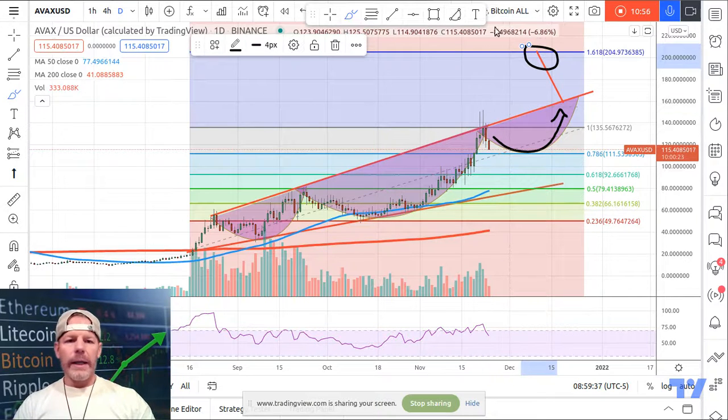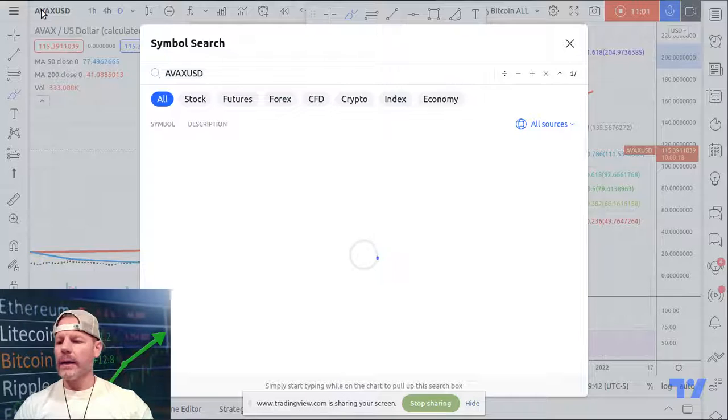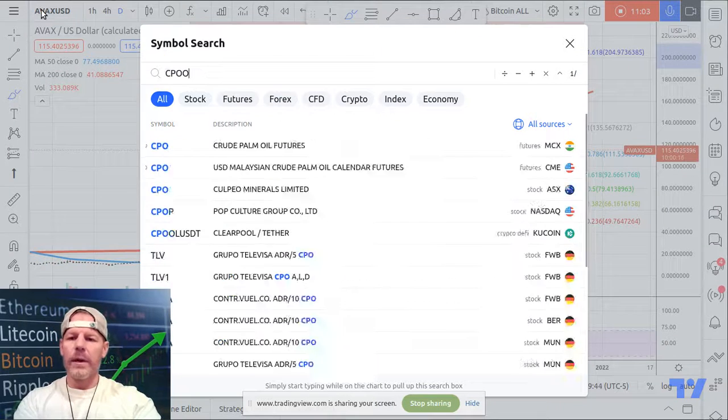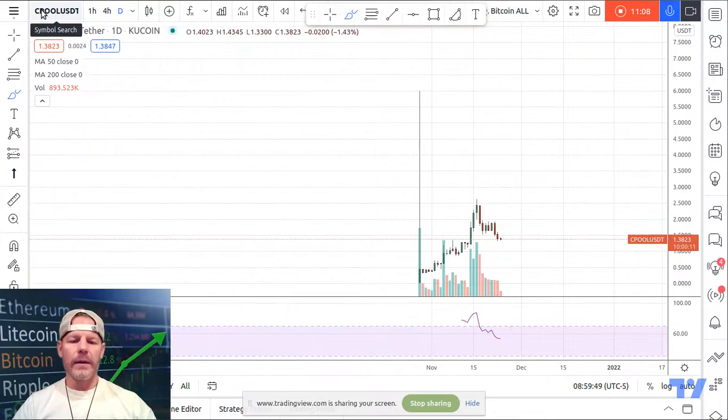Next coin. I'm going to save this off real quick. All right, somebody suggested C pool. I'm not sure that one's on. Okay, we have something here.